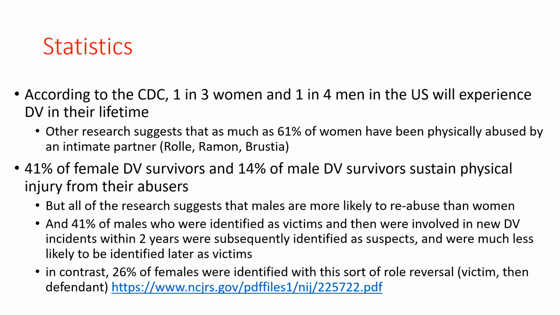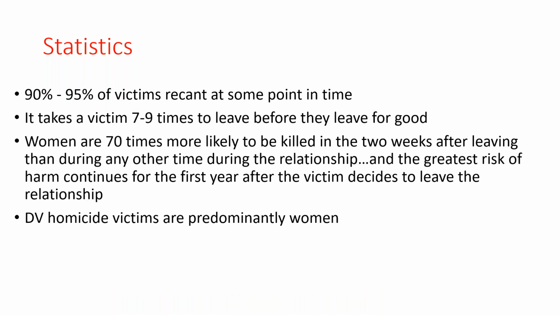And this is an interesting statistic for habitual domestic violence charges and when you're looking at a habitual offender. For those men who were initially identified as a victim and subsequently identified as a suspect later, 41% of those men were subsequently identified as a suspect when they were initially identified as a victim 2 years prior. That's in contrast to women, where only 26% of women were subsequently identified with that kind of role reversal. So why that is, don't know. We don't really have a lot of findings surrounding that, but it's interesting to know that when we're talking about habitual offenders, we're more likely to see males charged again than we are to see women charged again.